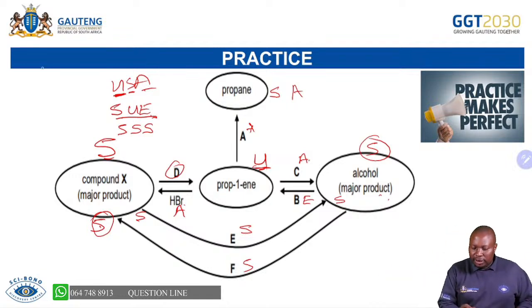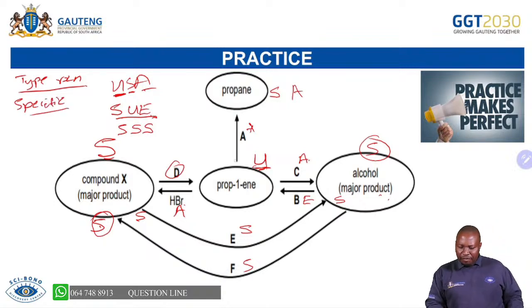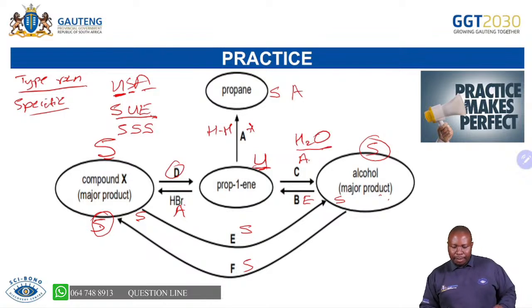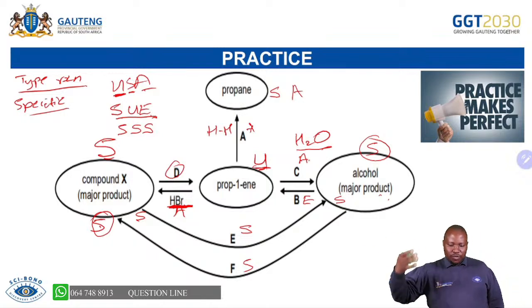So the first question was, what type of reaction? The second one, we want to be specific now to say what type of addition. You are able to say we have added hydrogens here, so it's hydrogenation. What type of addition? We have added water to form alcohol, so we call it hydration. What type of addition here? We are adding a hydrogen and a halogen, so we call it hydrohalogenation. So we are always looking at what was added to form the product.